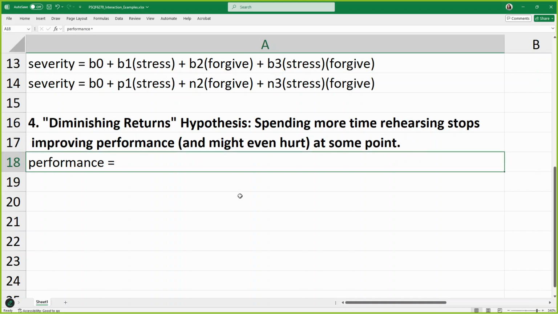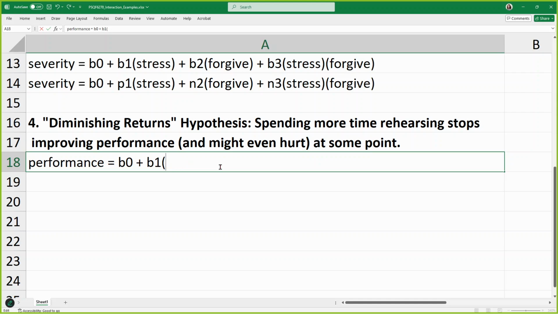Diminishing returns as an idea. Spending more time rehearsing stops improving performance and might even hurt it at some point. Beta 0. What's next? Yeah, let's go with how much you practice or rehearse.